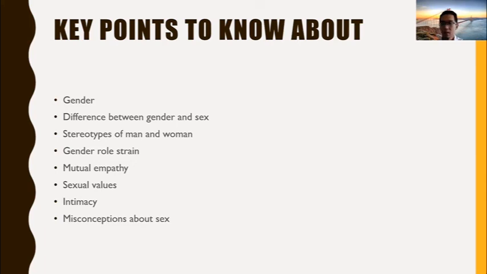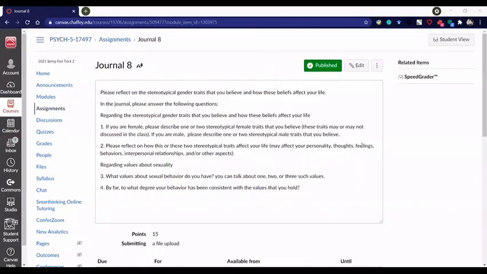Okay, so let's talk about the journal assignment for this week. One of our assignments for this week, week 5, is journal 8. The journal is about gender and sexuality. First of all, please reflect on the stereotypical gender traits that you believe and how these beliefs affect your life. So please answer two questions. First, if you are female, please describe one or two stereotypical female traits that you believe. These traits may or may not have been discussed in the class. If you are male, please describe one or two stereotypical male traits that you believe.